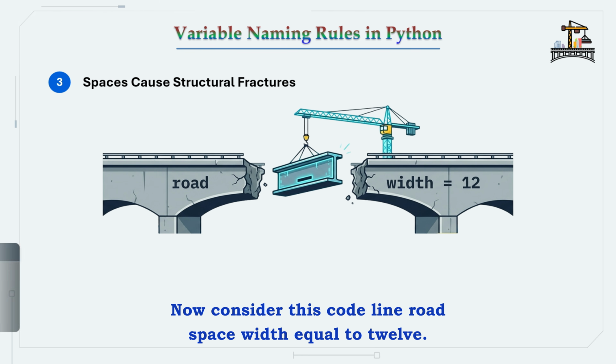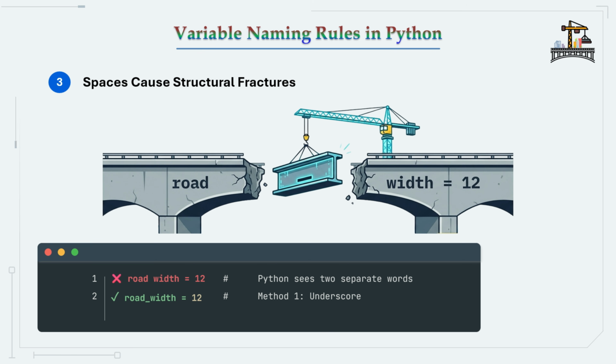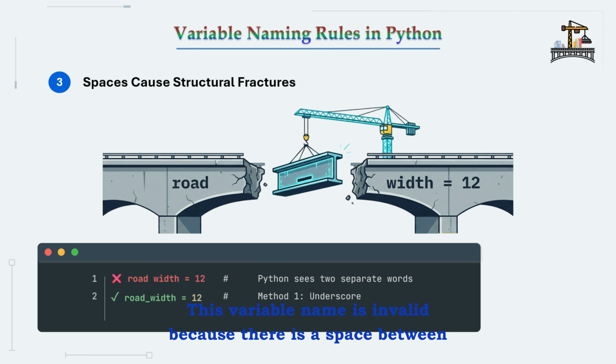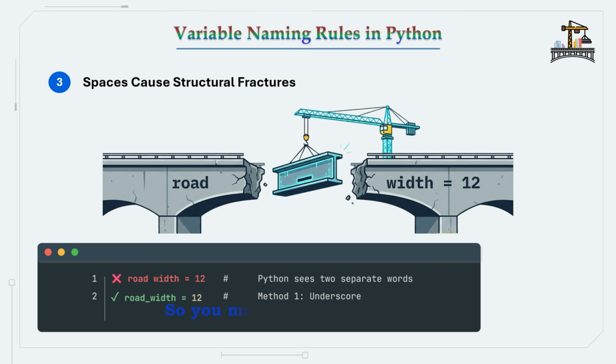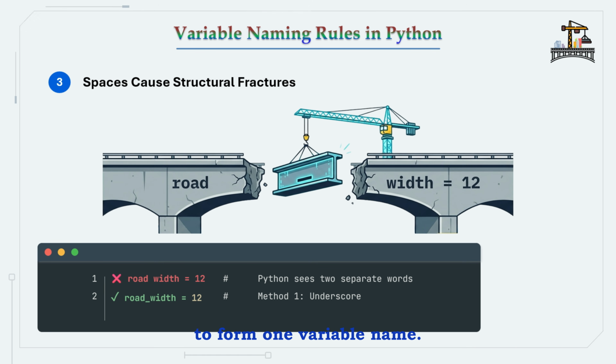Now consider this code line: road width = 12. This variable name is invalid because there is a space between road and width. Python sees these as two separate words. So you may ask, why does Python get confused? Because Python thinks road is one word and width is another separate word. So Python cannot understand that both words together are supposed to form one variable name.